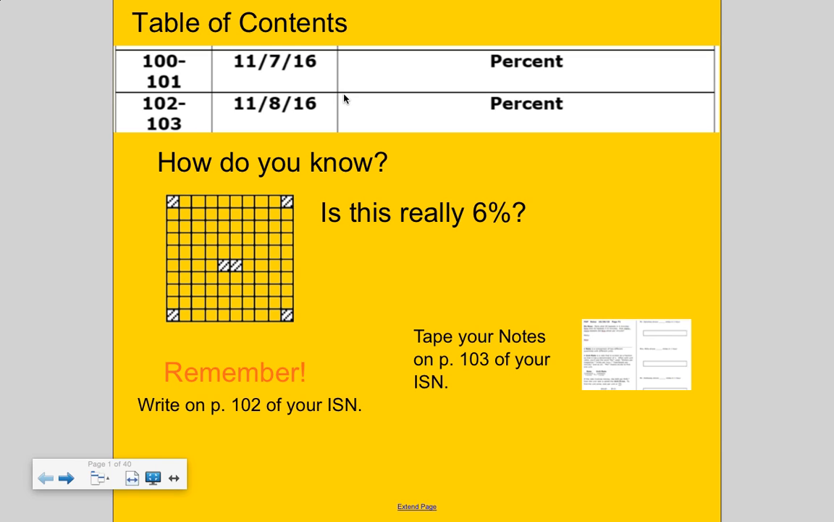This is part 2 of fraction, decimal, and percent equivalence. So let's look at our number routine. How do you know? This is a 10 by 10 grid, and it says, how do you know this is really 6%? Well, let's look. 6 of them are shaded out of 100.